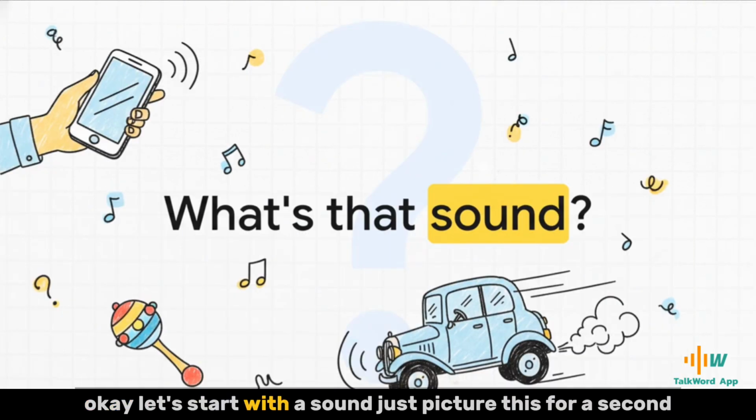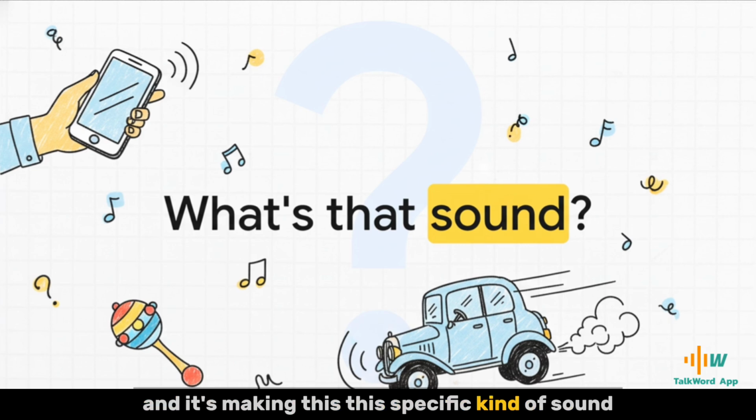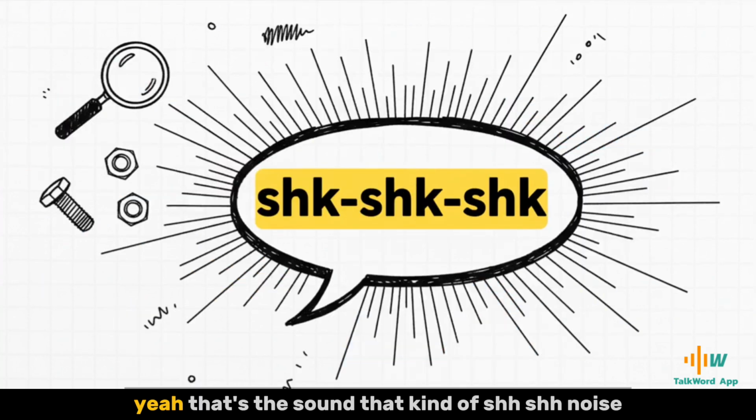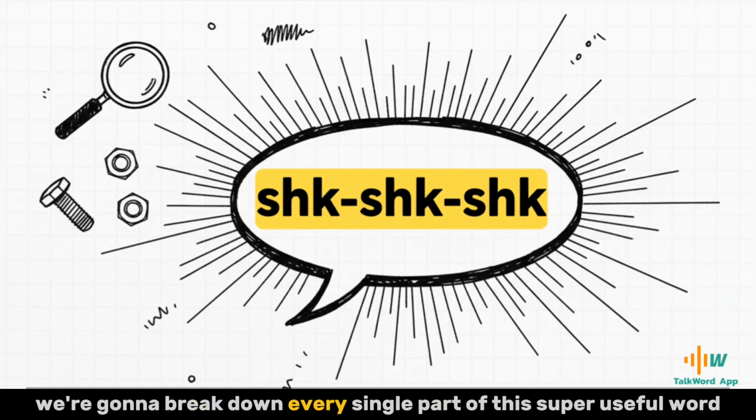So let's get ready to understand rattle. Okay, let's start with a sound. Just picture this for a second. You're walking down the street, and you hear this noise coming from your pocket. Or maybe an old car is driving by, and it's making this specific kind of sound. What is that sound you're imagining? Yeah, that's the sound. That kind of shh noise. That is the sound of a rattle. And today, we're going to break down every single part of this super useful word.